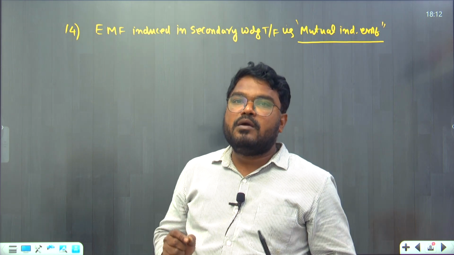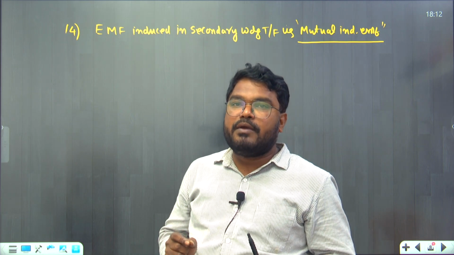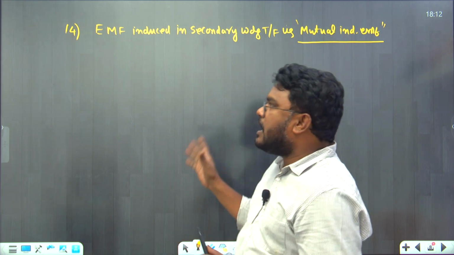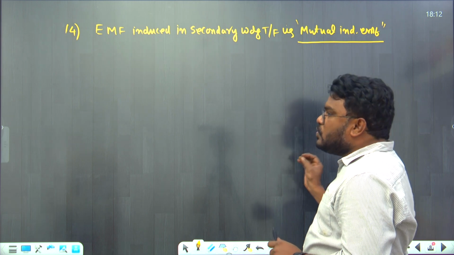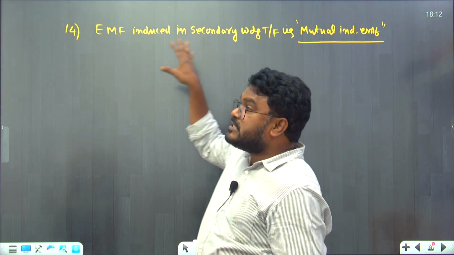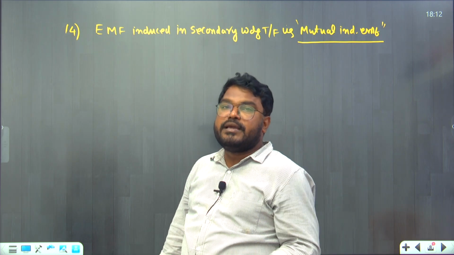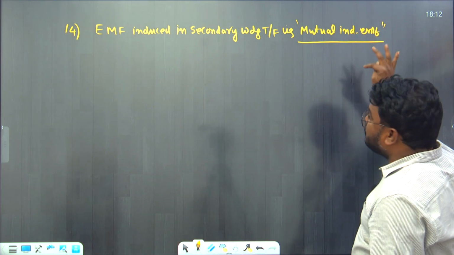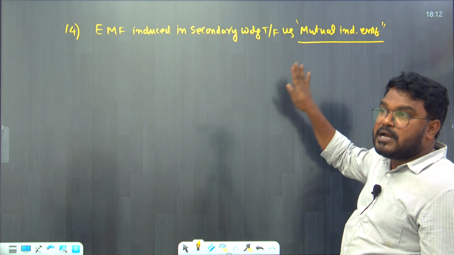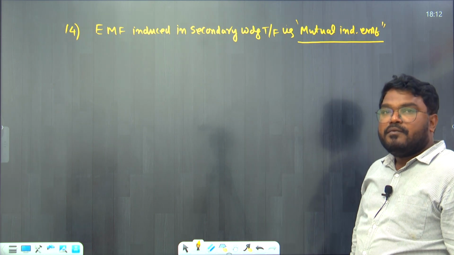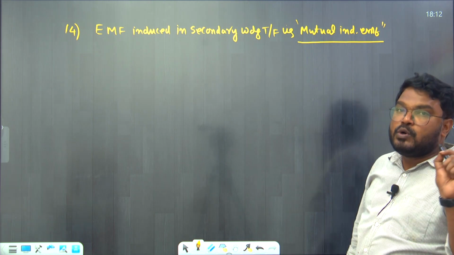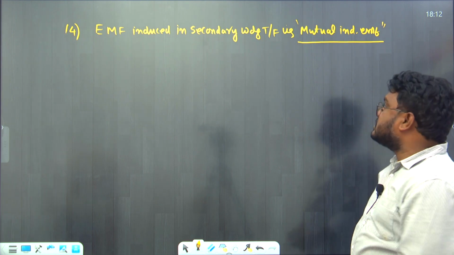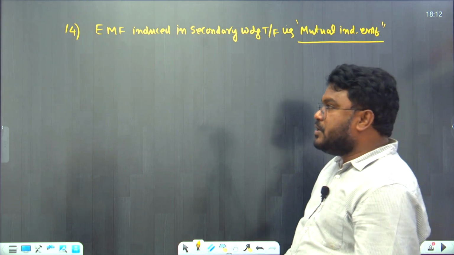We know what is meant by self-induced EMF. The EMF induced in a coil or winding due to current passing through its own winding is known as self-induced EMF. The EMF induced in a coil or winding due to current passing through another coil, which is magnetically coupled through the same amount of flux, is known as mutual induced EMF.